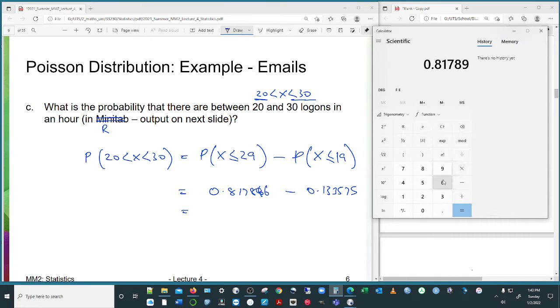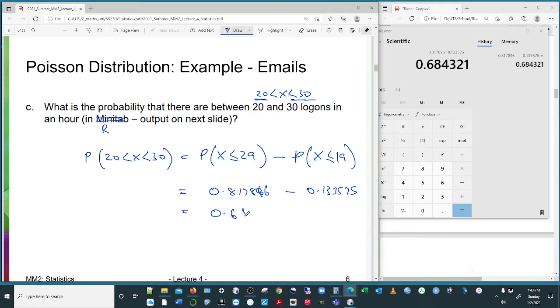0.817896 minus 0.133, and so we get 0.684321, and so that's our probability that they'll be on that interval.